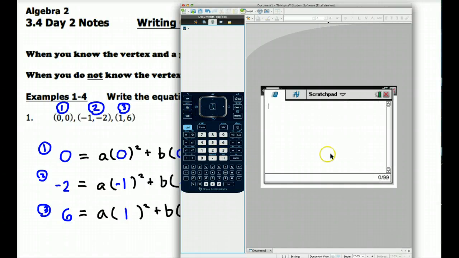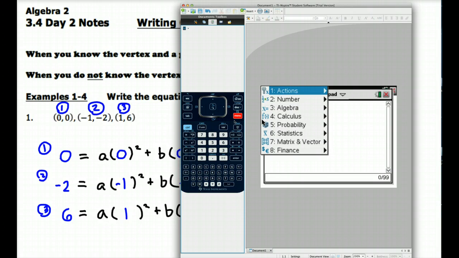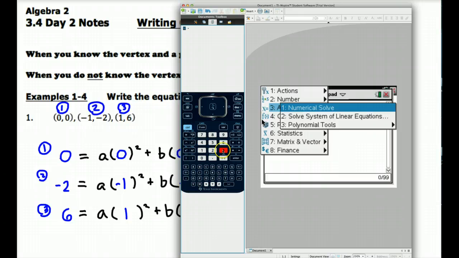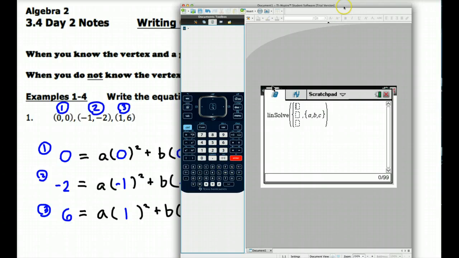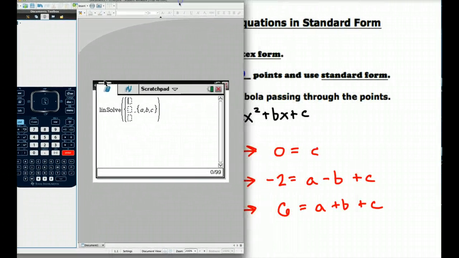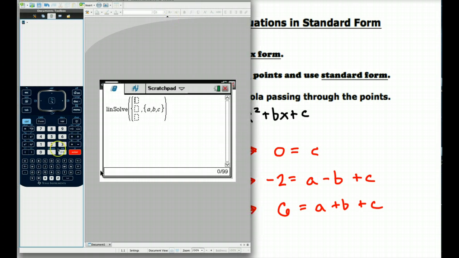So you're going to go to your scratch pad on your calculator, and then once you're on your scratch pad, you're going to hit menu 3 for algebra, and then 2 for solve system of linear equations. And we have a system of 3 equations, so we're going to backspace and type in 3 for number of equations. Our equations are using an a, b, and c, so I'm going to do a, comma, b, comma, c for my 3 variables, and then hit enter. And then I'm just going to type in each of these equations that I have here. So my first equation is 0 equals c.